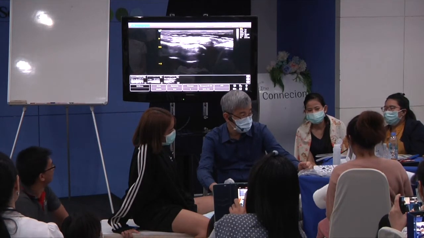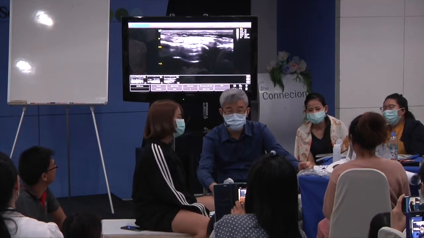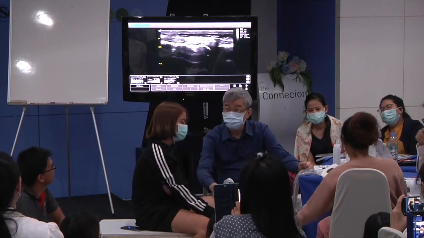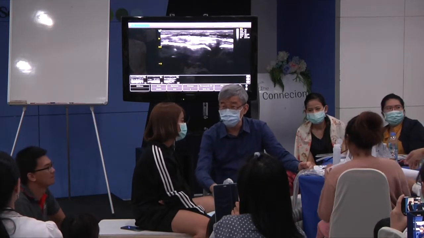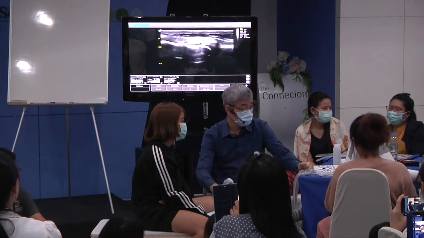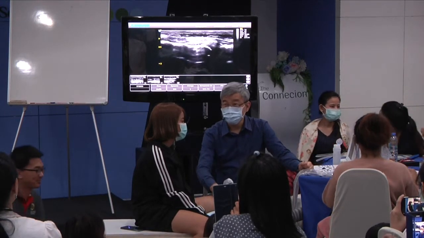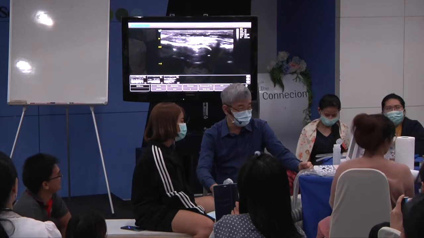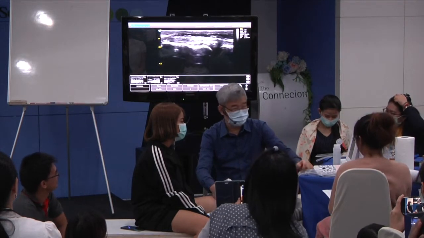Medial collateral ligament and the medial meniscus. Did you see that? Easy, right? Very, very easy. If you want to find the pes anserinus, keep moving backwards.